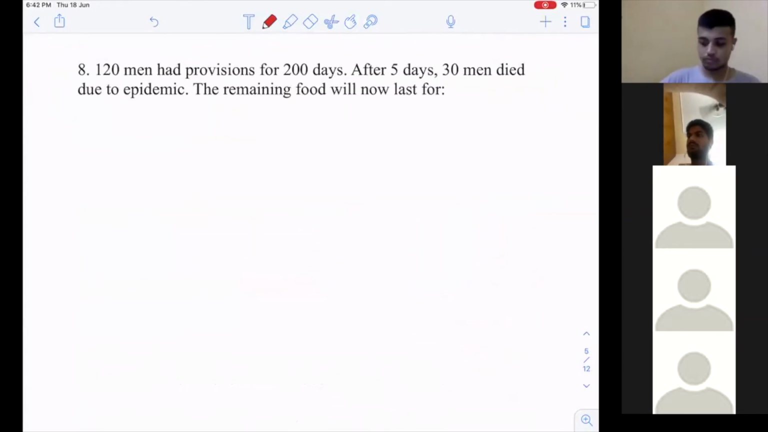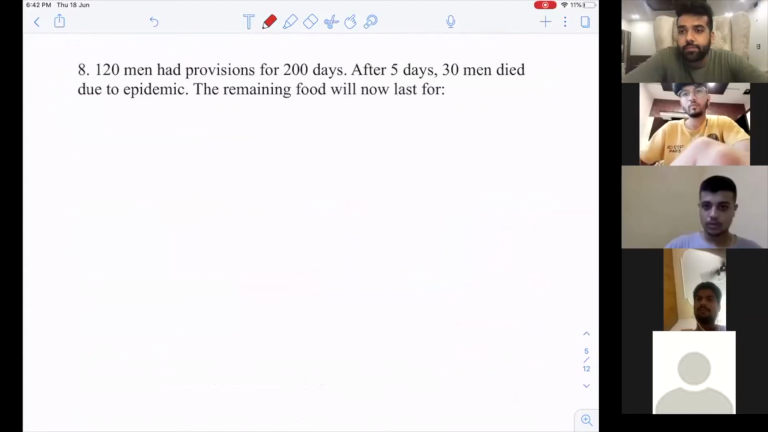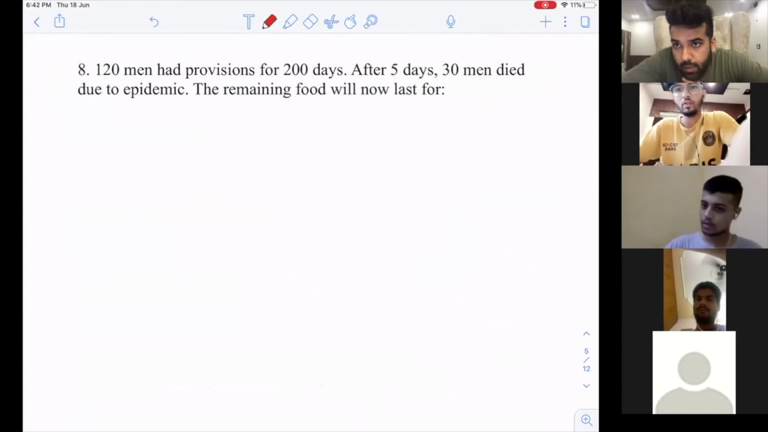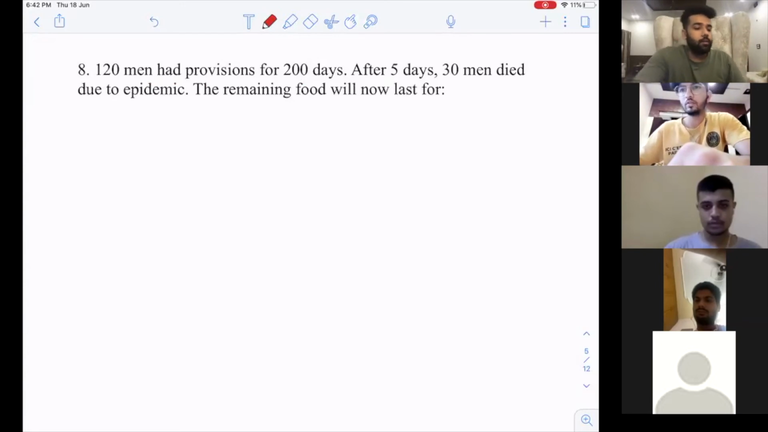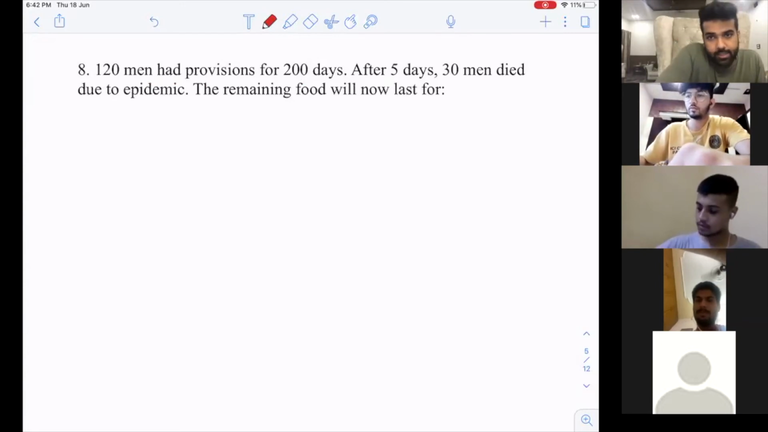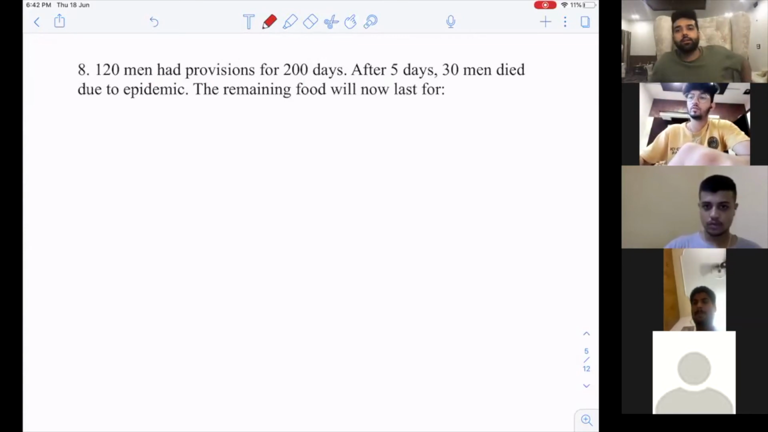Question number 8. Now you will tell me the answer for it. It's a similar question. You quickly revise this because if you get this chapter, my next chapters are going to go with some speed. It's going to be very simple chapters. This chapter is the logic for arithmetic. 120 men had provision for 200 days. After 5 days, 30 men die due to epidemic. The remaining food will now last for. Answer is 260. Now I can figure it out.